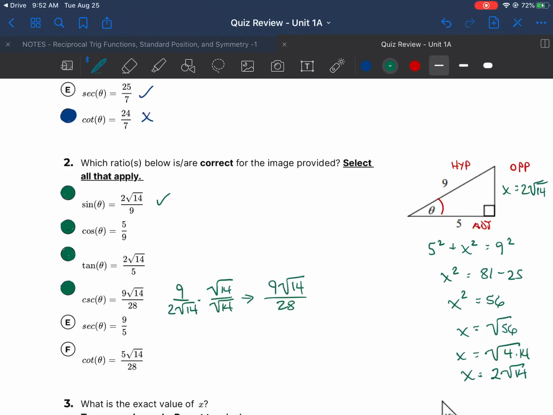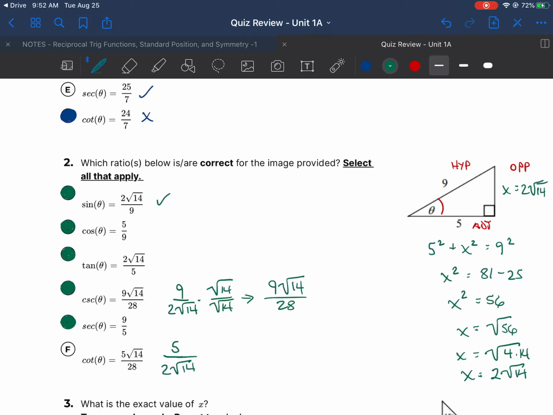For the secant of theta, we know that the secant of theta is 1 over the cosine of theta, or the reciprocal of the cosine of theta, which should be, instead of adjacent over hypotenuse, hypotenuse over adjacent. So that is correct. And then lastly, the cotangent of theta should be the reciprocal of the tangent of theta. So instead of opposite over adjacent, we're looking at adjacent over opposite, which would be 5 over 2 root 14.